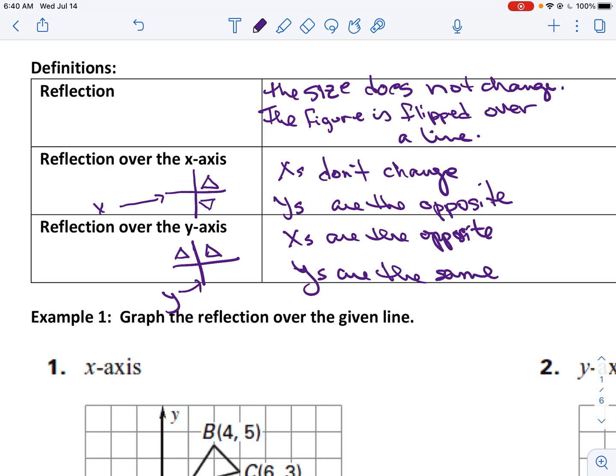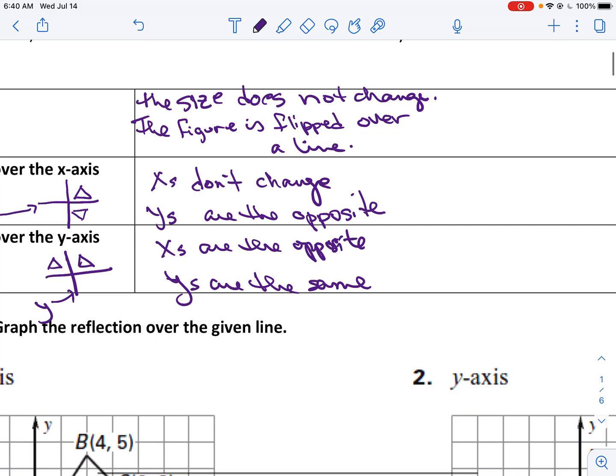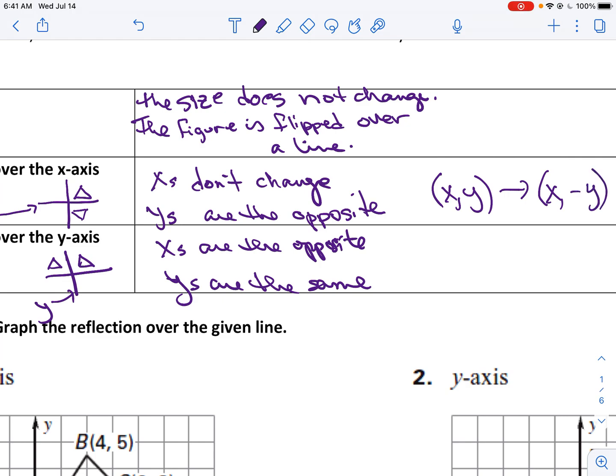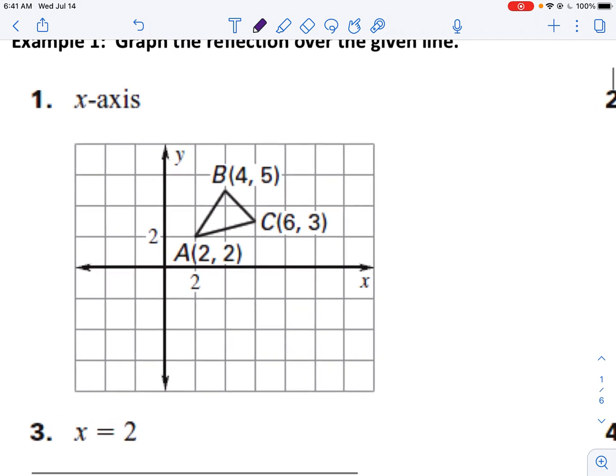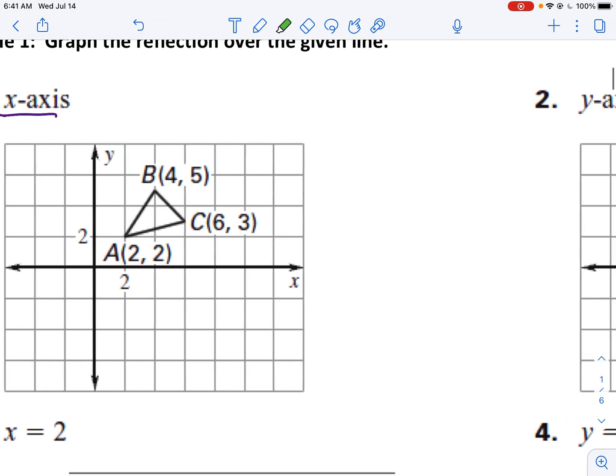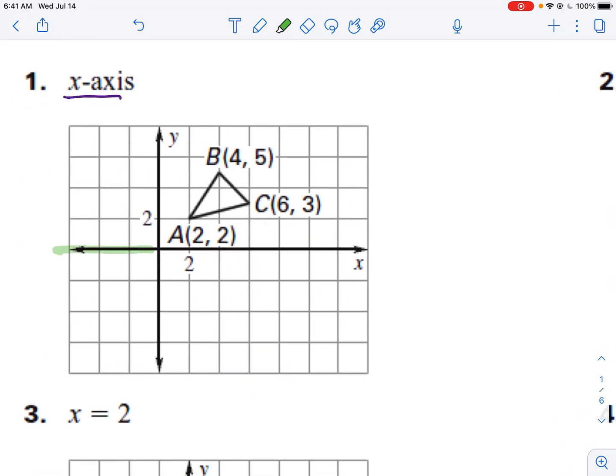Okay, so I should go ahead and give you the pre-image. The x's don't change, they stay the same. The y's change to the opposite. If I have this, the x's change to the opposite, the y's stay the same. So I have to make sure that I read which one it is. So we're going over the x-axis.